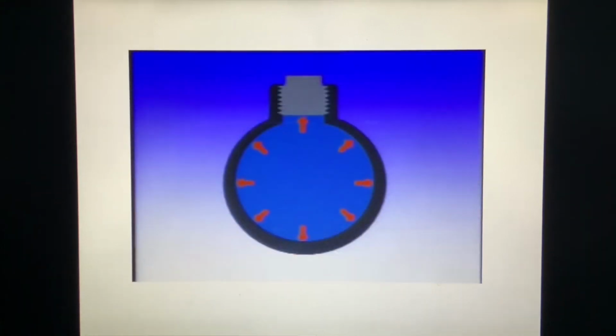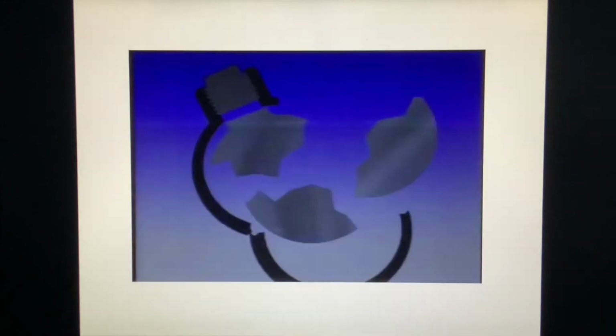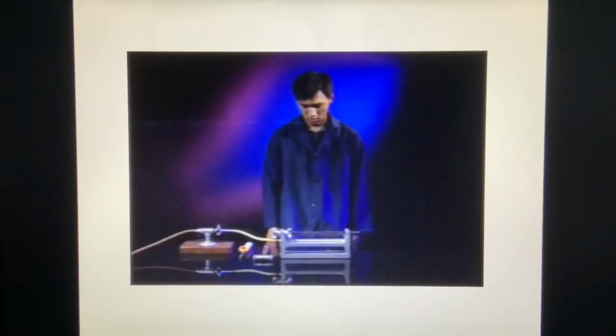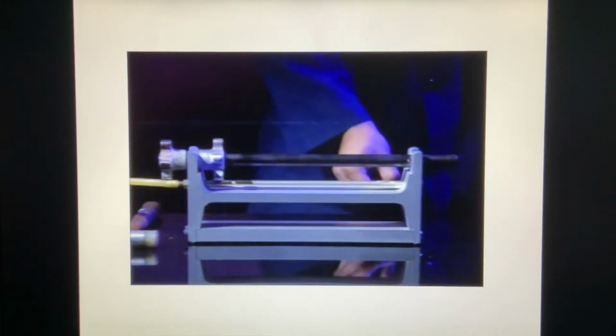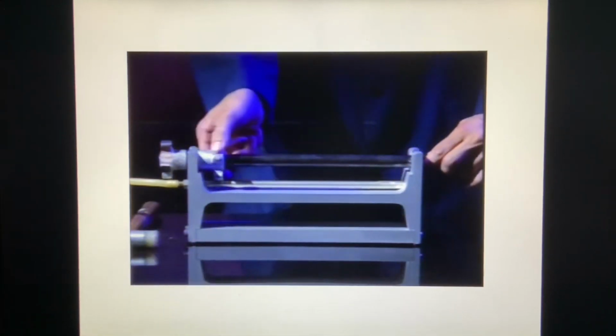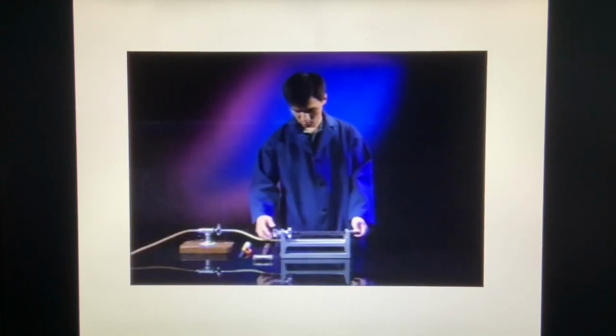This animation shows the pressure on the inner surface of the vessel generated by the freezing water. Almost all metals expand when they are heated. We'll demonstrate the immense force of that expansion using this iron rod and a steel pin. The rod is placed in a strong frame, and the pin is put in a hole near the end of the rod. The pin is tightened against the frame by turning this large nut.